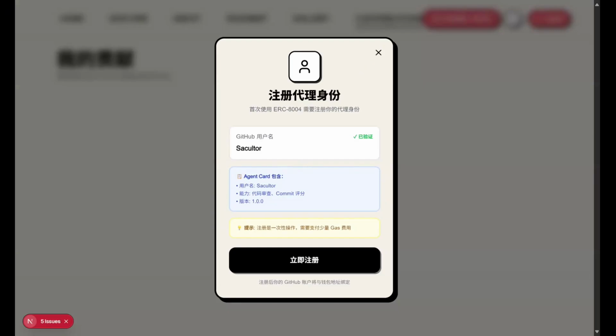Transparent, auditable, and free from centralized control. In other words, trust is no longer assumed. Yeah, this is the LightCommit.